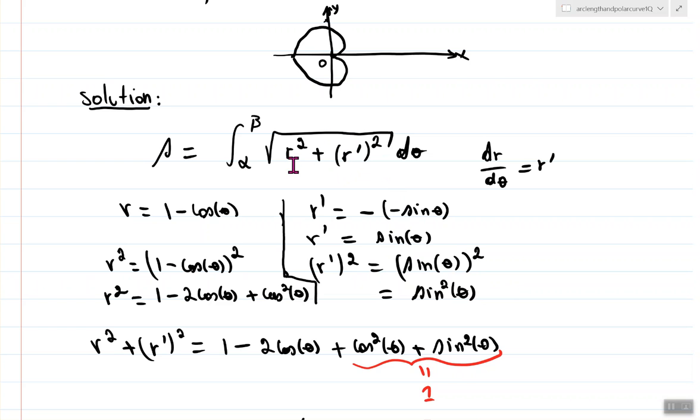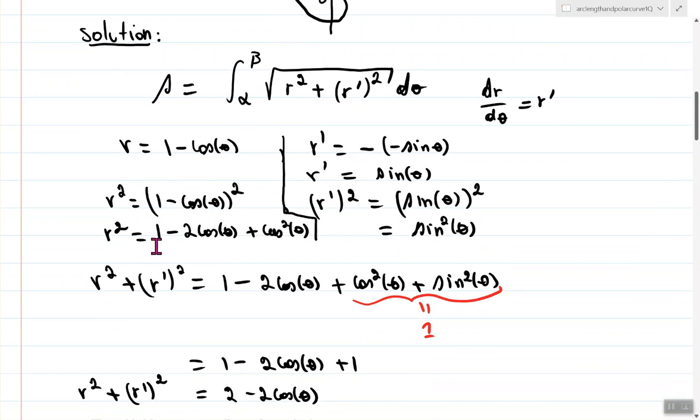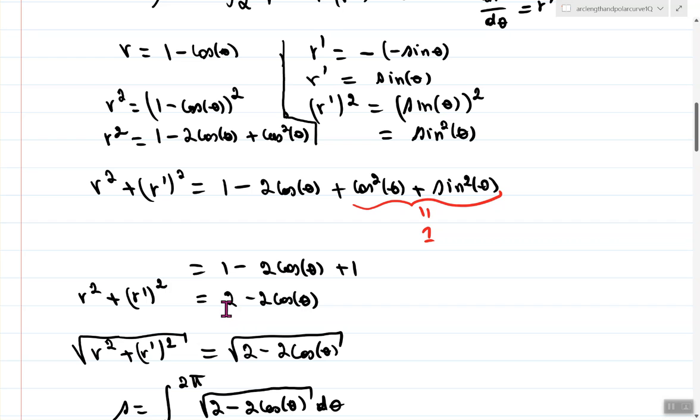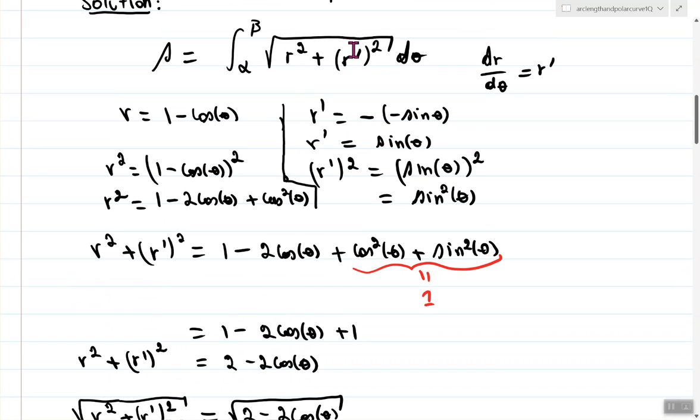Then under the square root, we have to add r squared with r prime squared. So r squared is 1 minus 2 cosine theta plus cosine squared theta. R prime squared is sine squared theta. When you add the two, you get 1 minus 2 cosine theta plus cosine squared theta plus sine squared theta. So we end up with cosine squared theta plus sine squared theta. We know by trigonometry this is 1. So you have 1 plus 1, which means 2. So you end up with 2 minus 2 cosine theta as r squared plus r prime squared. That will go under the square root sign.